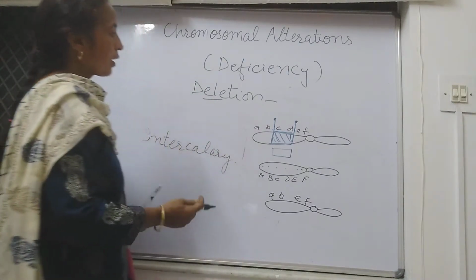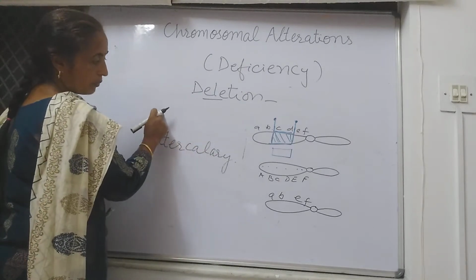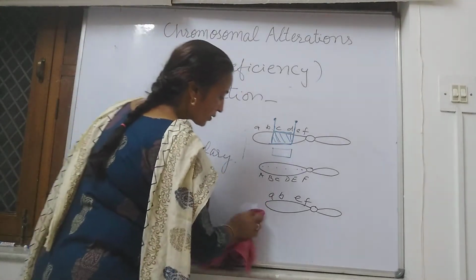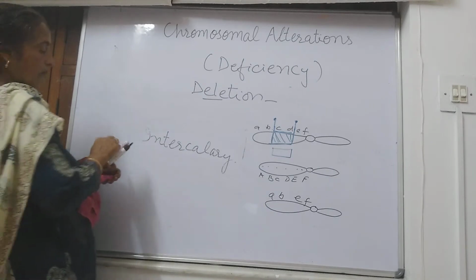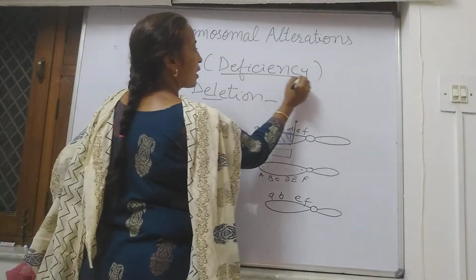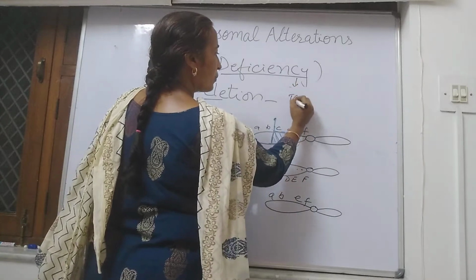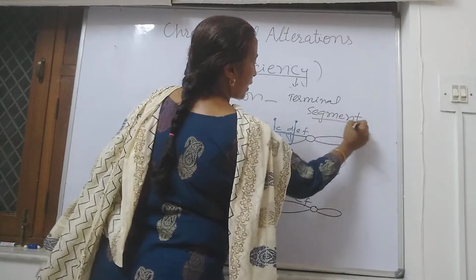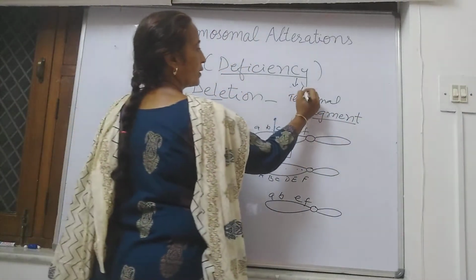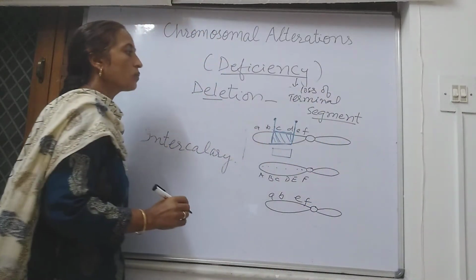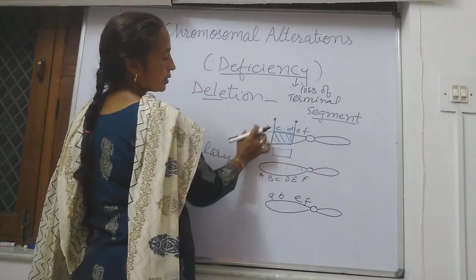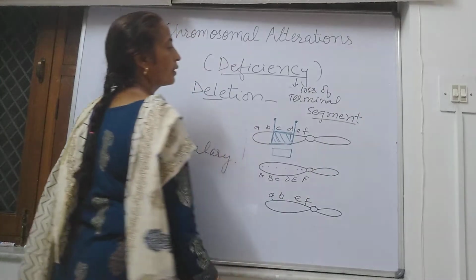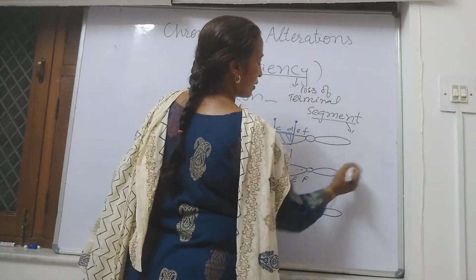In deletion, we studied terminal deletion and intercalary deletion. What is deficiency? Deficiency is also when there is loss of a terminal segment. Due to the loss of the terminal segment, the genes are lost. That's why in the genotype there is deficiency of genes.